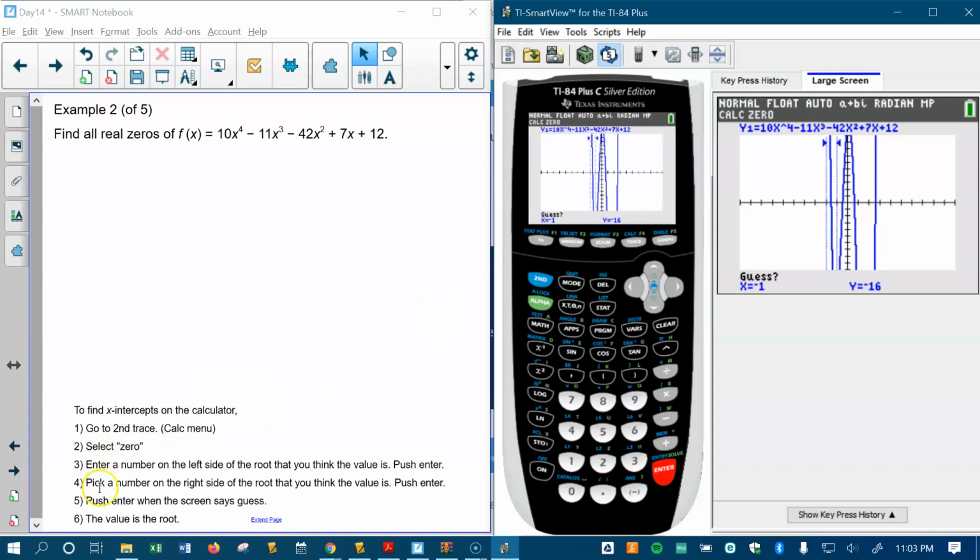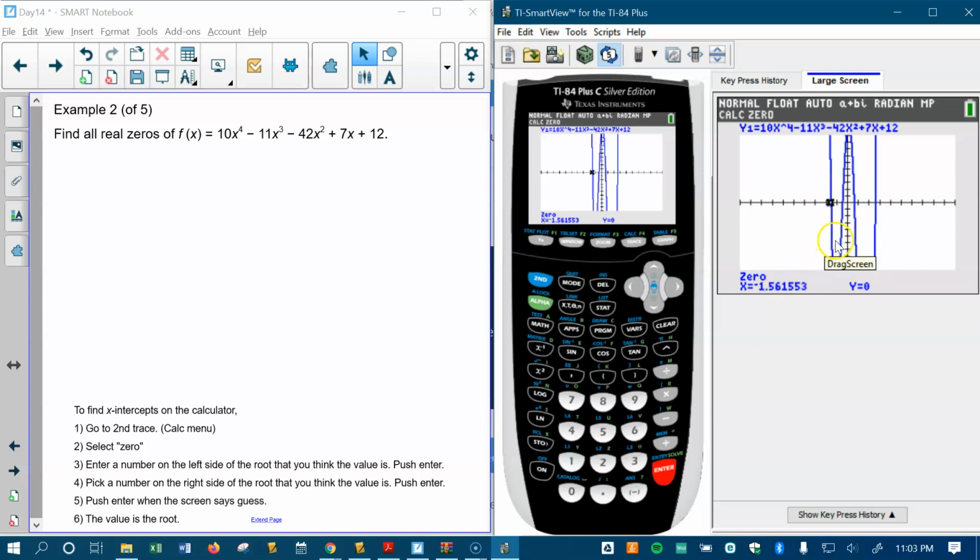So I did steps 3 and 4 here, and I pushed enter for both of those. And then when the screen says guess, just push enter. And the calculator will find it for me, and it looks like it's about -1.56. That's not really as clean as I wanted. All right, well, we'll see what to do with this in a minute. I want a nice clean decimal here. I don't want something with a lot of digits.